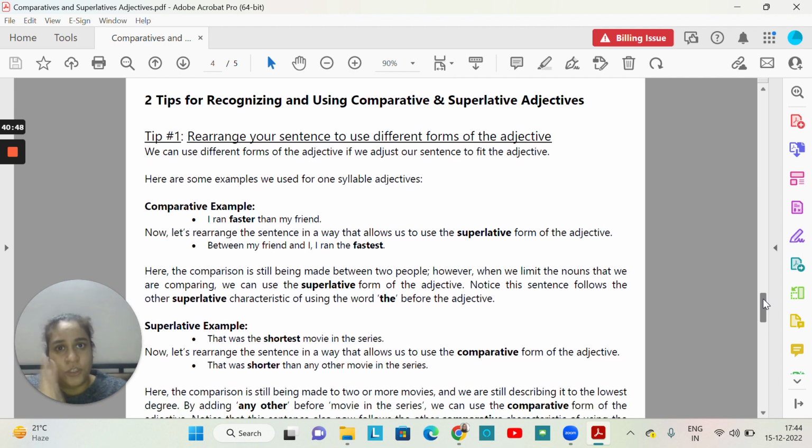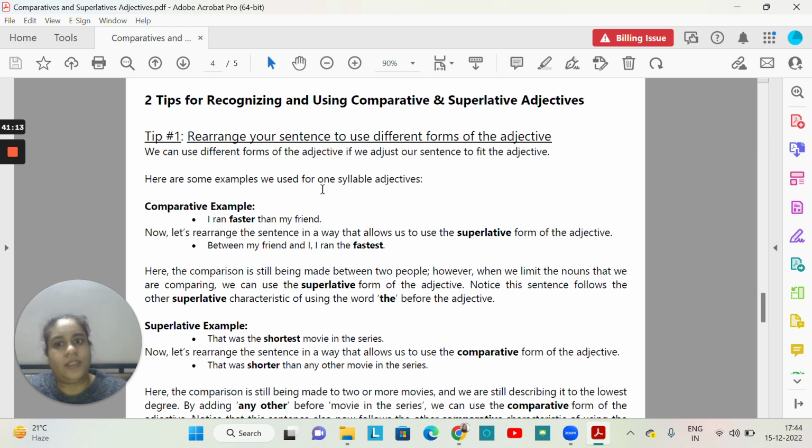Now in the end, we'll do a quick recap of the tips that you need to recognize and use when you're doing comparative and superlative adjectives. It's a recap of everything we have done till now in short. Tip number one that you need to remember is rearrange your sentence to use different forms of the adjective. Please keep that in mind. Very important. We can use different forms of the adjective if we adjust our sentence to fit the adjective.